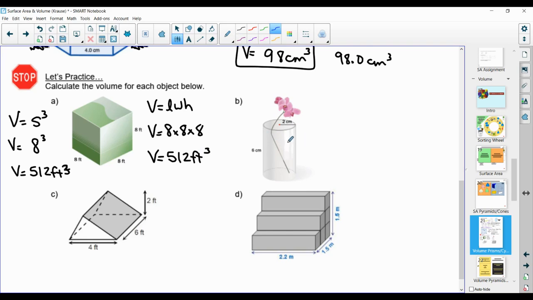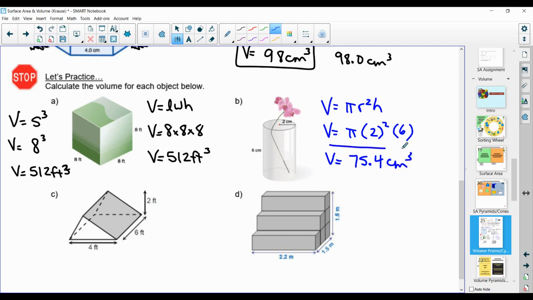All right, taking a look at our next example, we have a cylinder. The volume of a cylinder is pi r squared times height. Volume equals pi times 2 squared times the height, which is 6. Volume equals 75.4 centimeters cubed.